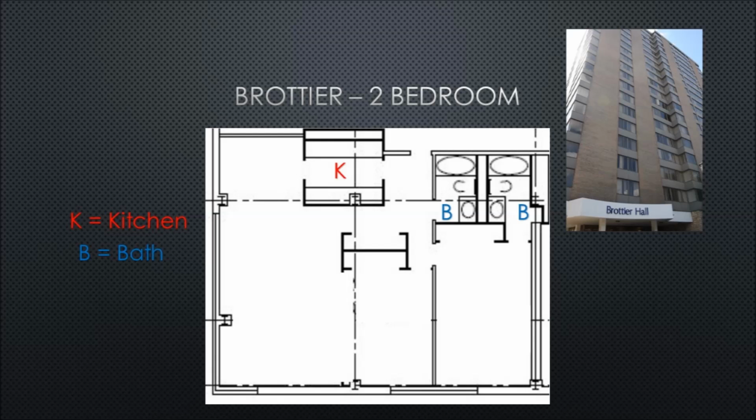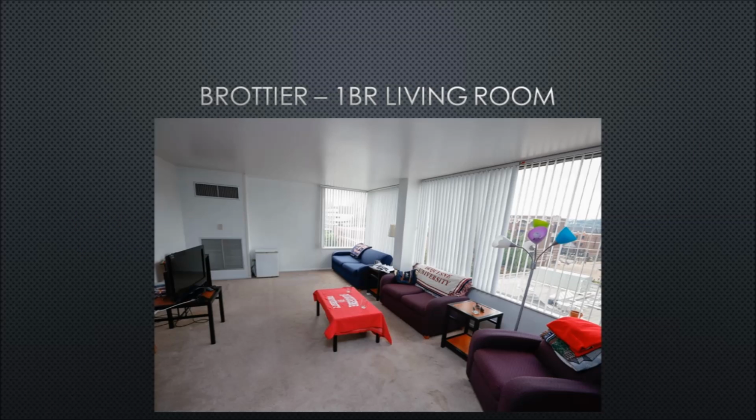Here you will see the typical 2-bedroom apartment in Brodier Hall. Notice the 1 bathroom attached to the bedroom, while the 2nd bathroom is accessible from the common area. Here are a few photos showing typical Brodier Hall layouts.